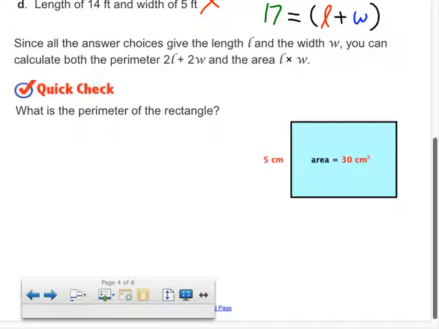Does somebody have a strategy they can explain to the class? Somebody I haven't heard from yet would be ideal.